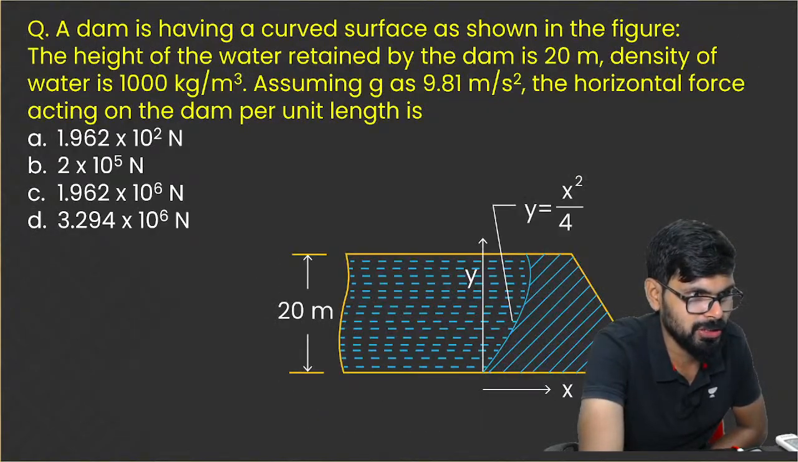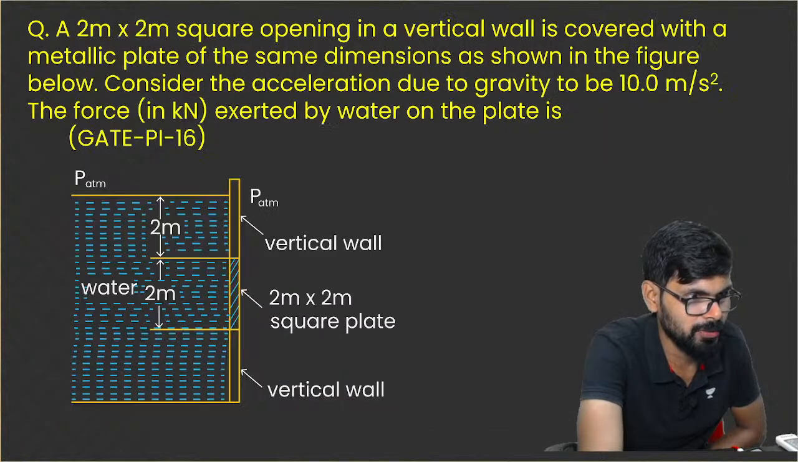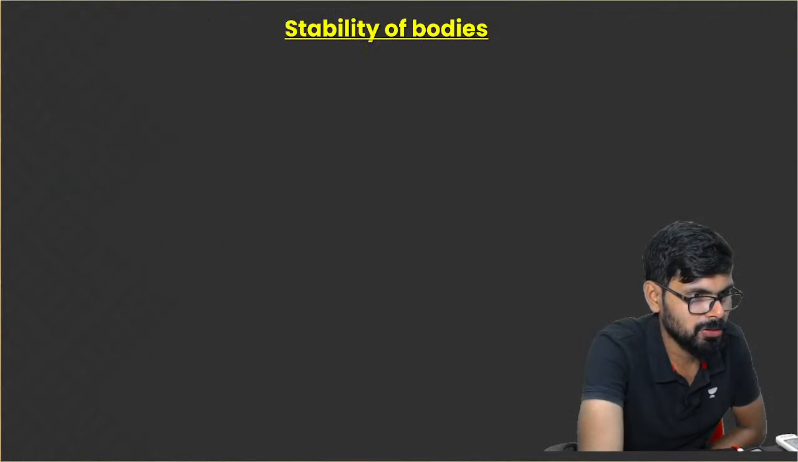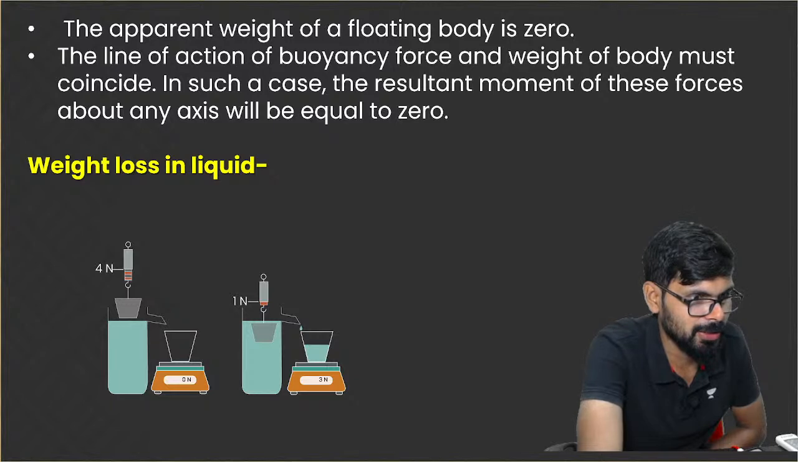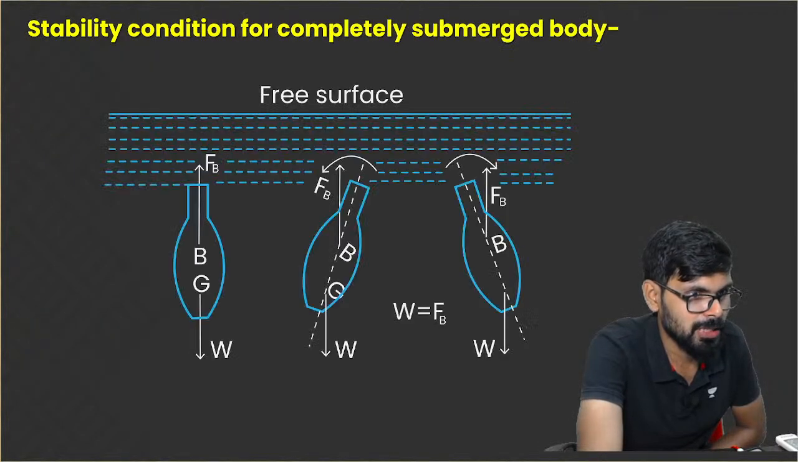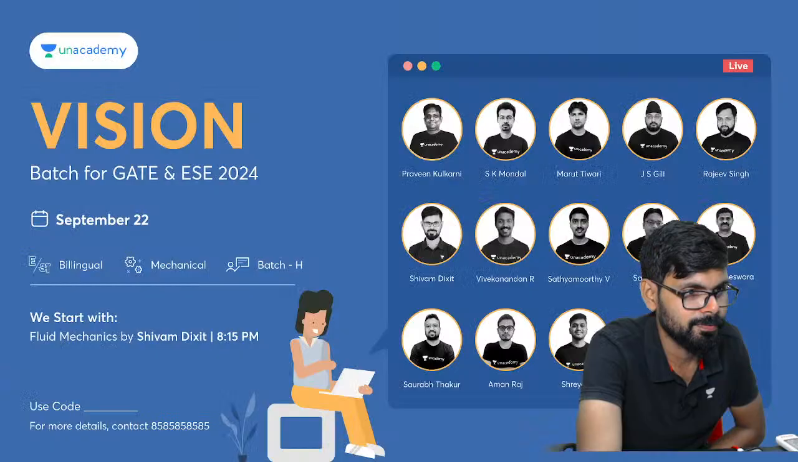Bahut acche acche questions hai mere paas, dekh rahe ho questions ka level, ye question dekh rahe ho, maza aa jayega. Kya aa jayega? Maza. Bahut acha acha stability dekh rahe ho, bahut maza aa gaya. तुमको आएगा मजा, इस बात की है गारंटी.